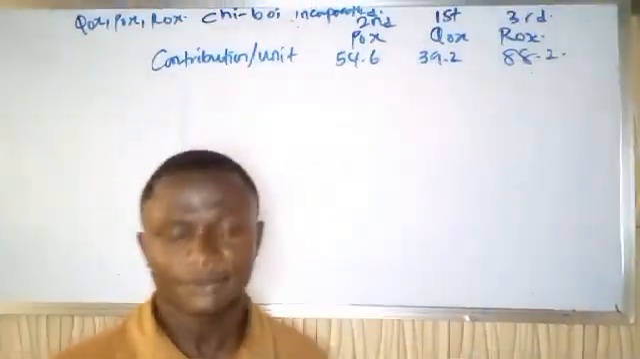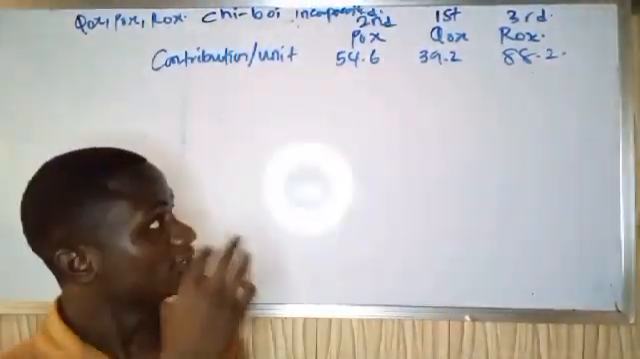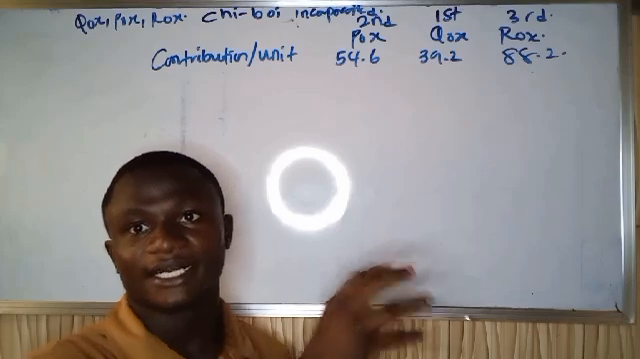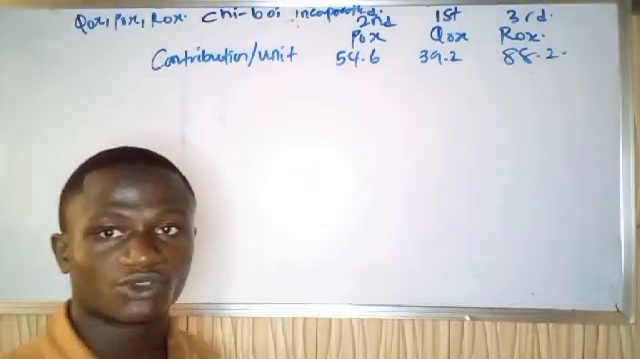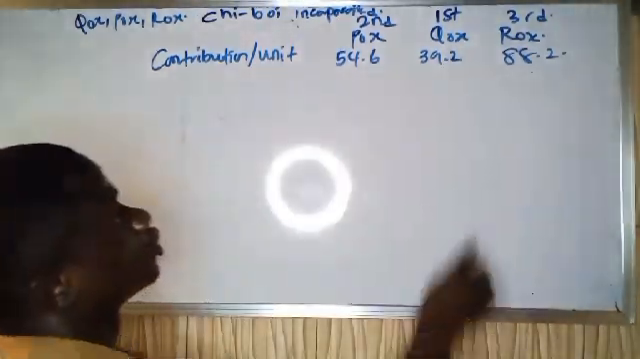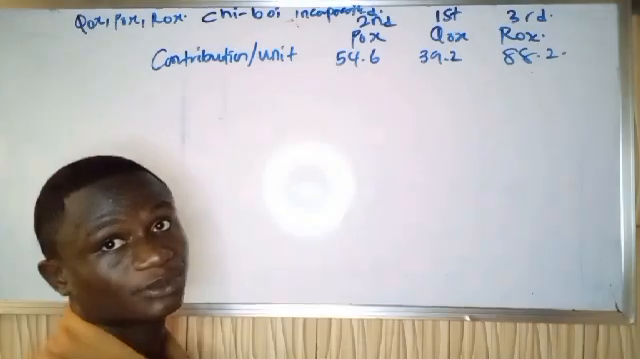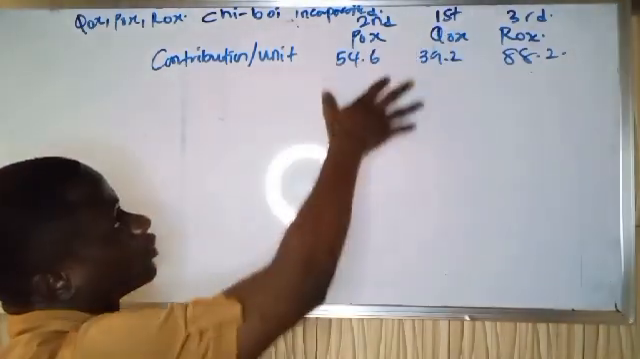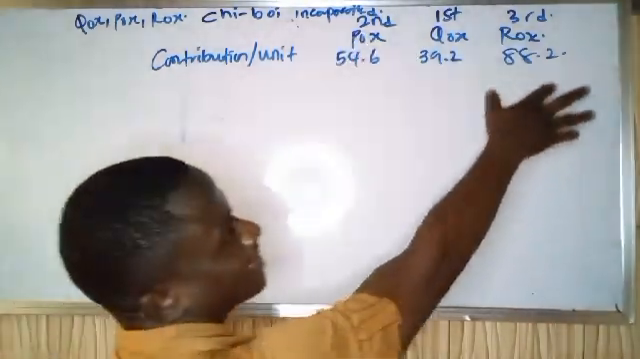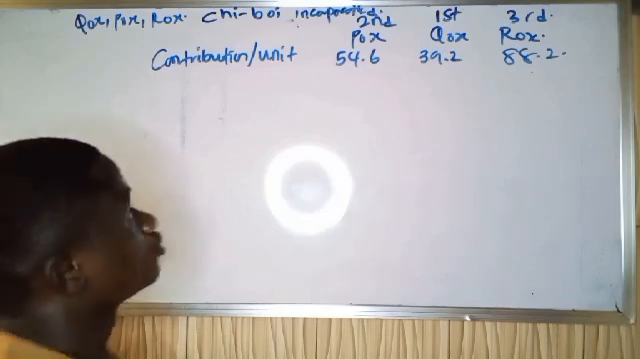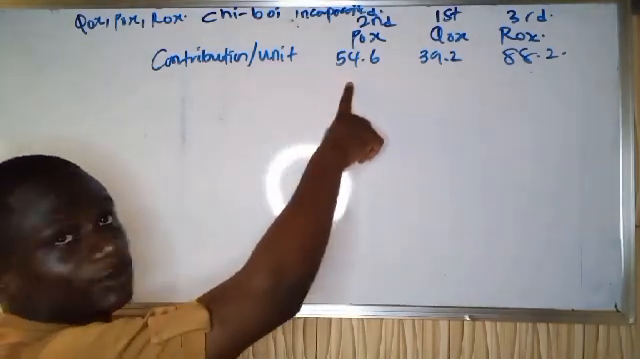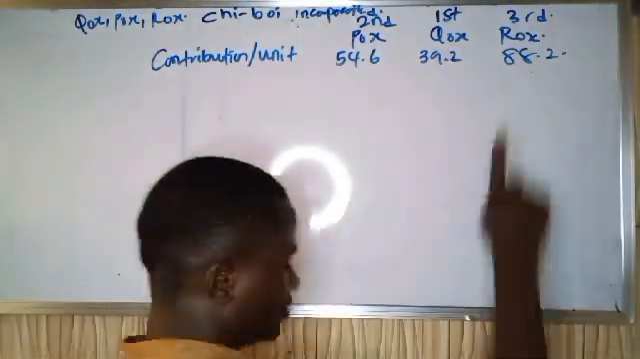So let's go. So guys, as you can see, from what we've calculated earlier, I've brought out the most important points which we need to solve the next stage. We already know that the first one that should be produced is the first, followed by the second, which is Quarks, and the third, which is what? Rocks. And their contribution per unit is 54.6, 39.2, and 88.2.